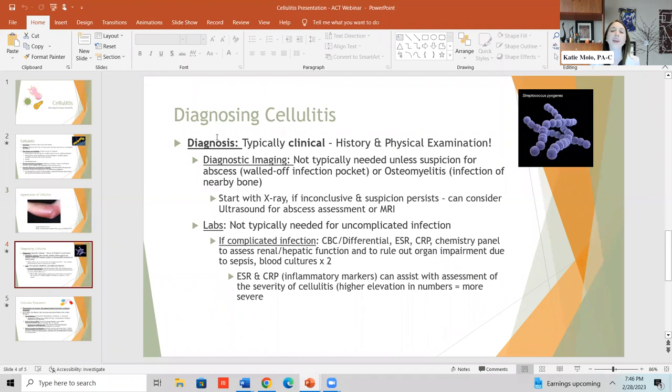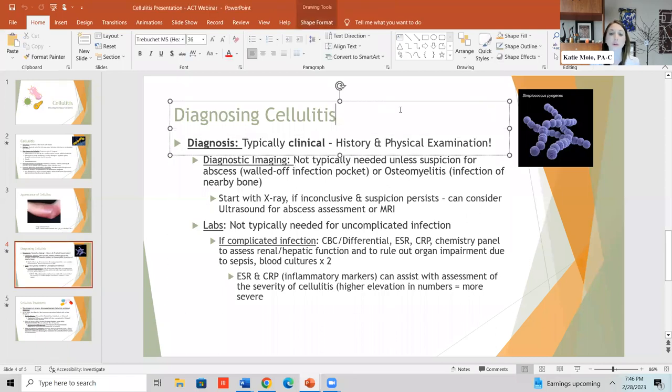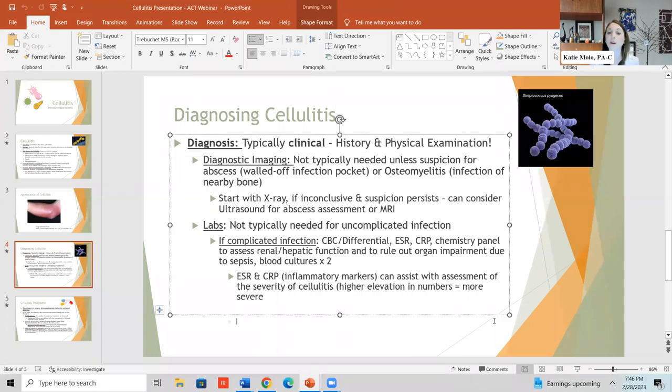So diagnosis, funny I say that, it's clinical. It's all up to you. Do a good history and physical exam. You can diagnose it without any other tests. Amazing. As I mentioned, diagnostic imaging is not typically needed unless you are worried for an abscess, which is when the infection gets walled off in a little pocket, or if it goes into the bone. And you won't know if it goes into the bone just by looking at it.